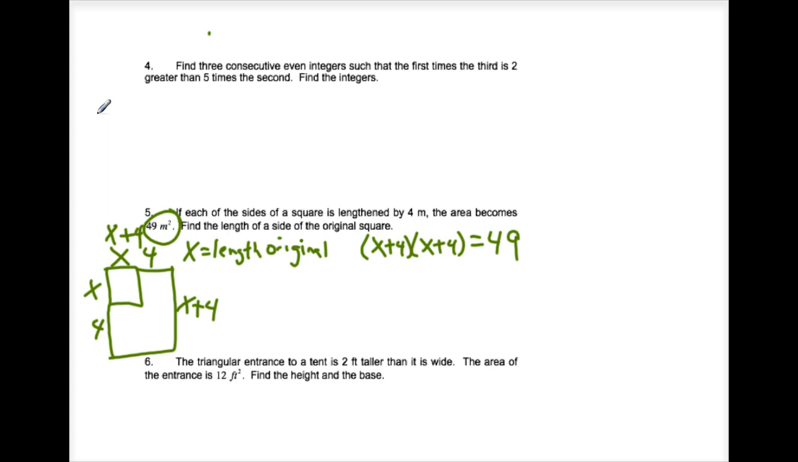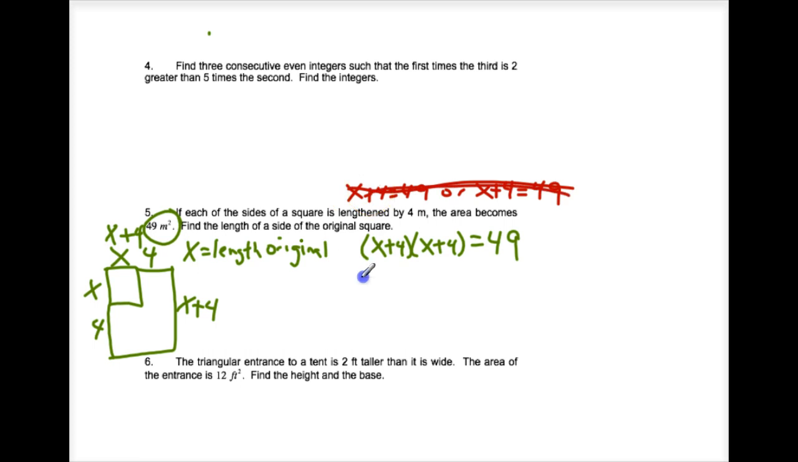But here's what I see kids do. Do not write this down. Kids get here and they try something with the zero product property. They go like this: x plus 4 equals 49, or x plus 4 equals 49. They're getting confused with the zero product property and saying that if things are multiplied together, any of them could be 49. No, do not do that.